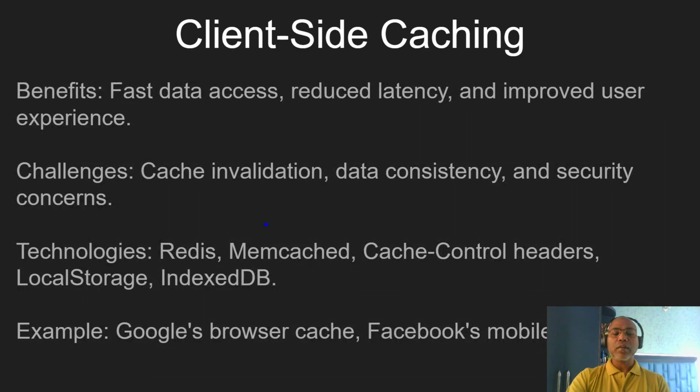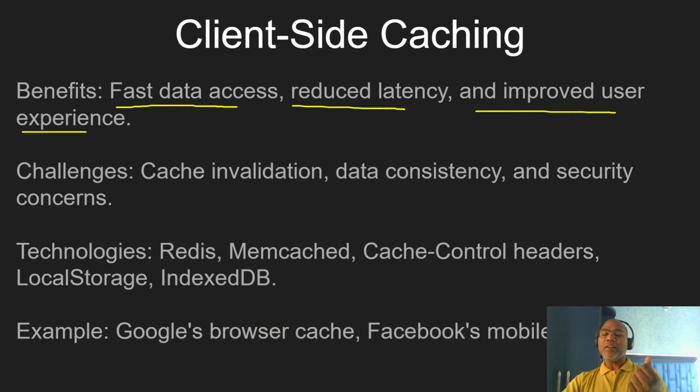Okay, so there are lots of benefits if we are using client-side caching: fast data access, reduced latency, and an improved user experience because the user quickly gets data. So the overall objective of caching is to improve the user experience, right? But here there are also challenges, such as cache invalidation.